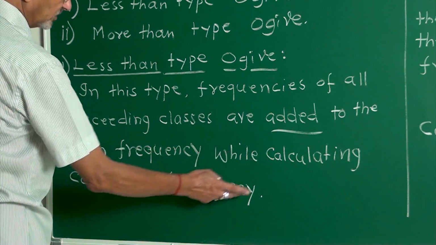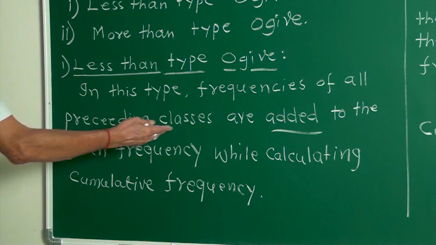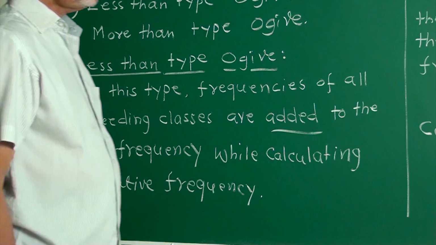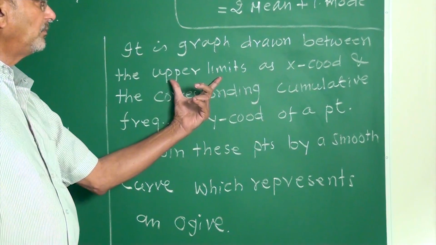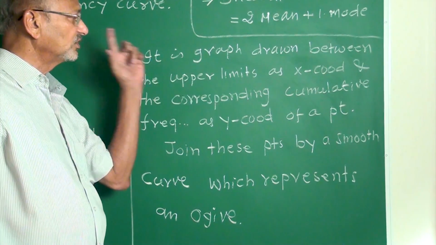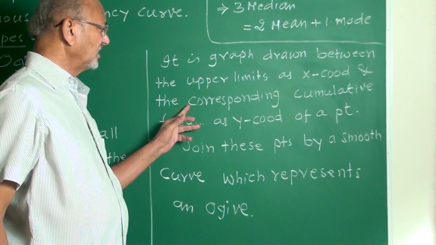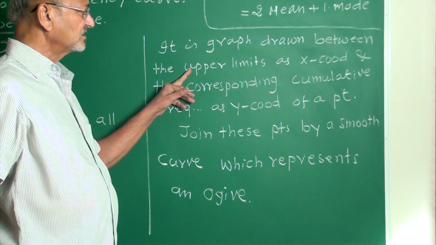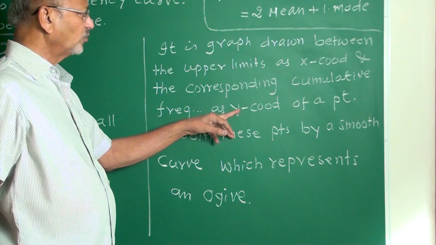In finding the cumulative frequencies, we know the method. We are adding these frequencies with the previous ones. All these things will be clear while doing the examples. It is a graph drawn between the upper limits of different classes, with the upper limit as the x coordinate and the corresponding cumulative frequency as the y coordinate.